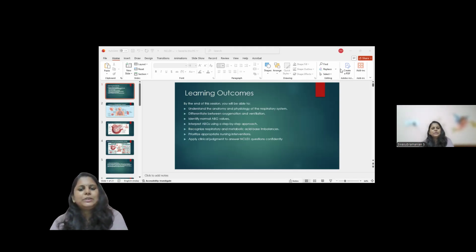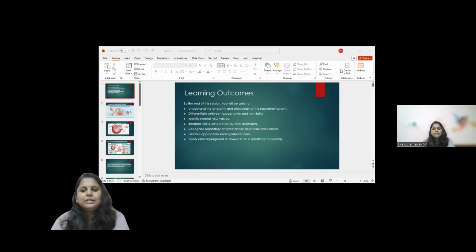Good evening. Today we will be learning about the highly tested topic on NCLEX examination, respiratory system and ABG interpretations. By the end of this session, you will be able to understand the anatomy and physiology of the respiratory system, then differentiate between oxygenation and ventilation, identifying the normal ABG values and how we can interpret the ABG results using a step-by-step approach. Finally, we can recognize the respiratory and metabolic acid-base imbalance. Accordingly, we can prioritize the nursing interventions without any doubts by using clinical judgment.